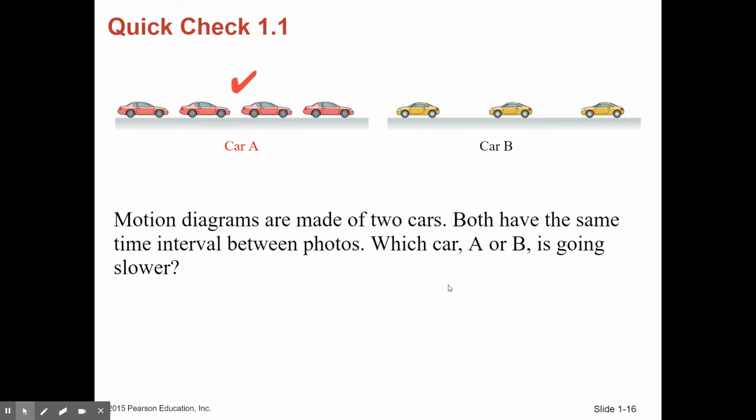And car A would be correct. Again, if you think about it, the distance between here is a lot, which means they cover more distance in 1 second. Here you're covering less distance in the same amount of time, so therefore it has to be going slower.